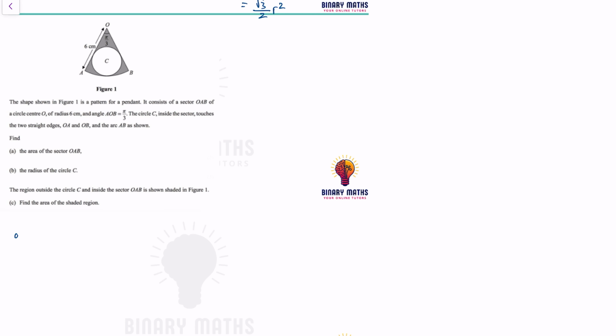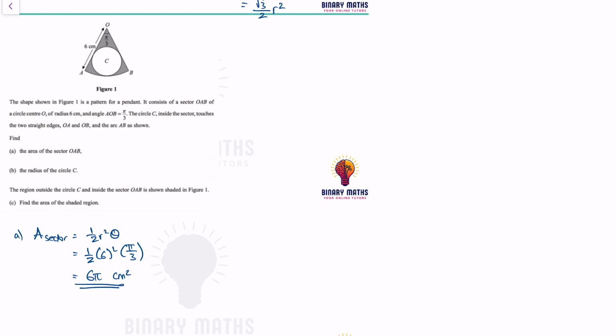Okay, first thing. So area of sector is equal to half r squared theta. We know the radius is 6 and theta is pi over 3. So if we simplify this, we get 6 pi area, so the units will be centimeters squared. So that's part A done. Find the radius of the circle C.